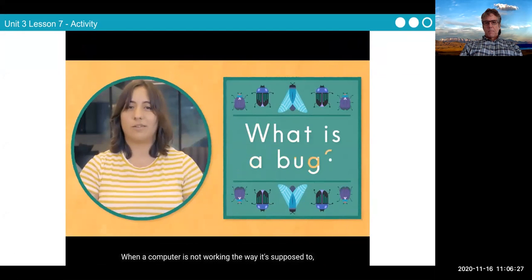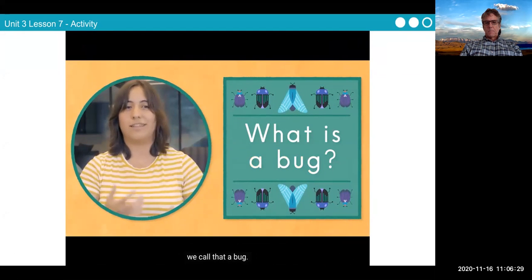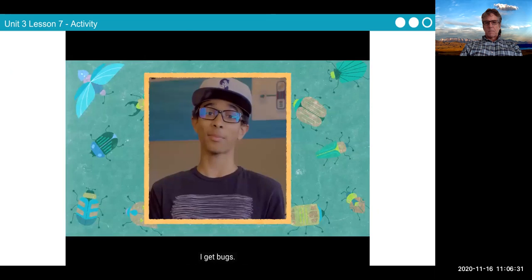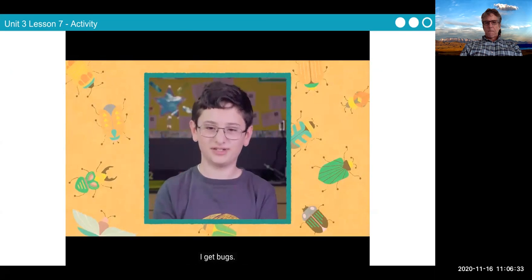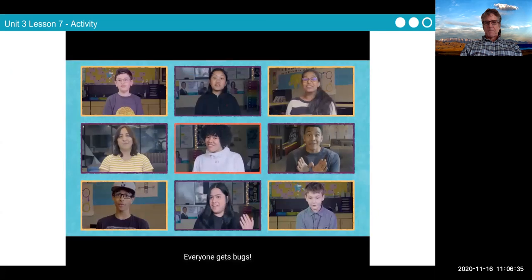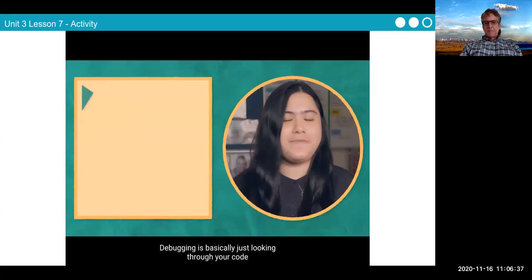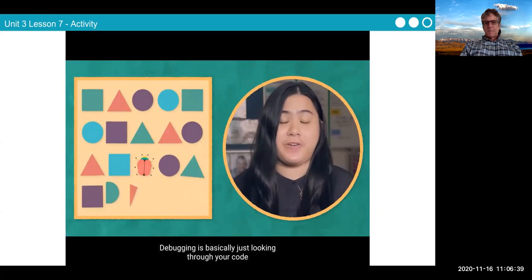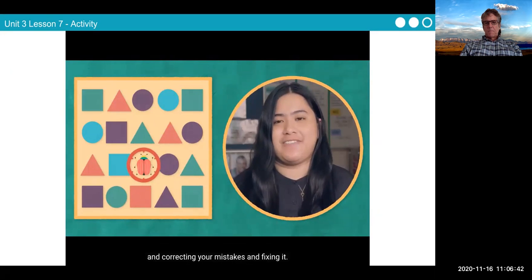When a computer's not working the way it's supposed to, the way we want it to, we call that a bug. I get bugs. I totally get bugs. Everyone gets bugs. Debugging is basically just looking through your code and correcting your mistakes and fixing it.